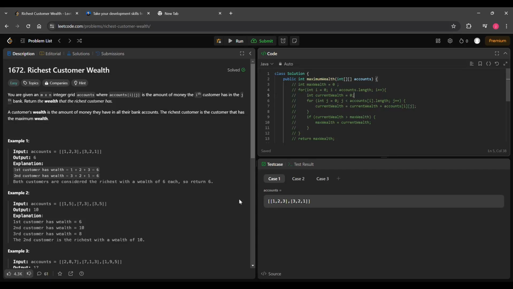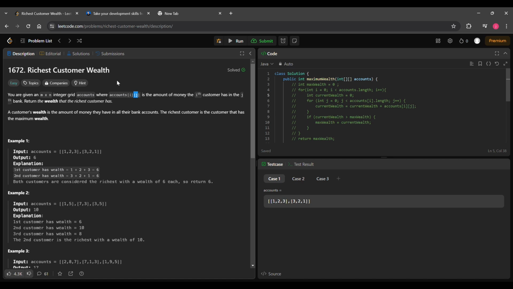Hello everyone. So today we're going to solve question number 1672, Richest Customer Wealth. In this we can see the data is given. You are given an m by n integer matrix. So we are given an integer matrix with the name accounts, where accounts[i][j] is the amount of money the ith customer has in the jth bank.